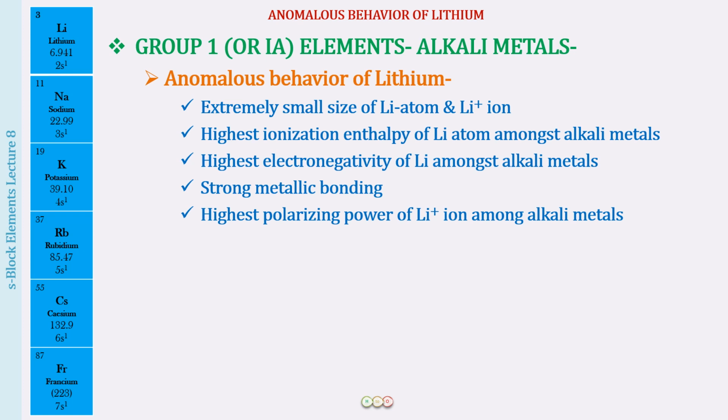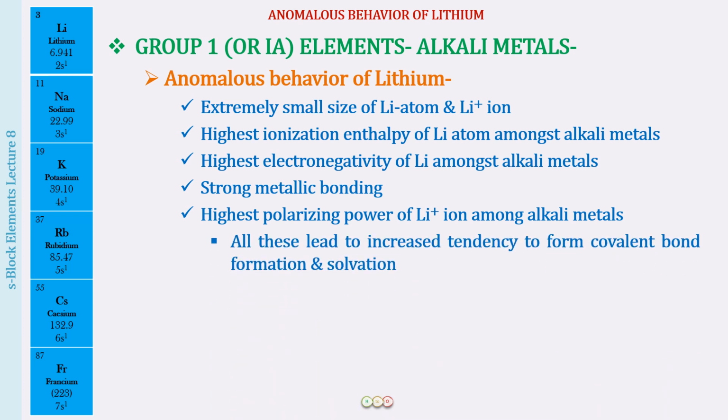While we were discussing various properties, we were talking about Fajan's rule. According to Fajan's rule, the smaller the size of the cation, the more its polarizing power. This polarizing power and the rest of these properties lead to an increased tendency to form a covalent bond and also more solvation, more hydration. The size of the hydrated lithium ion is larger, and there is more covalent bond formation in the case of the lithium compound.